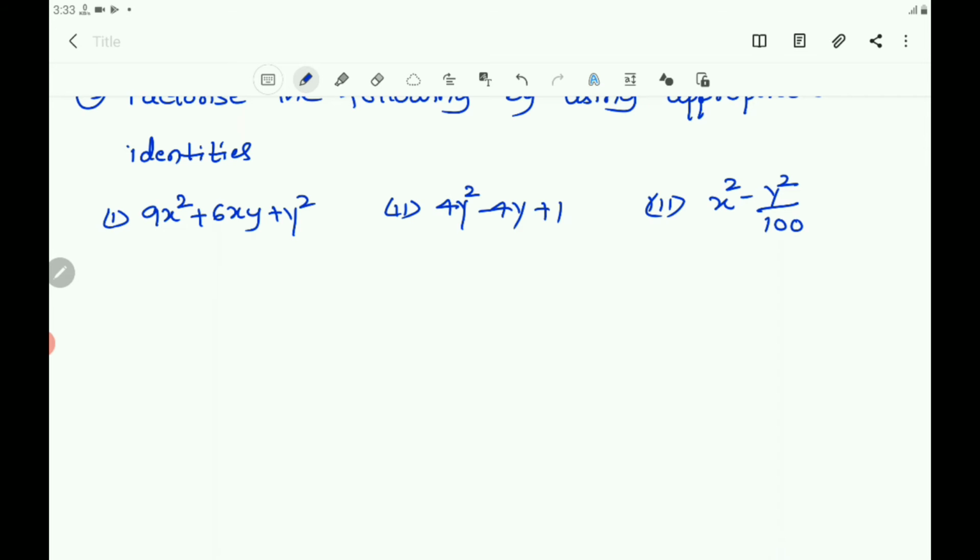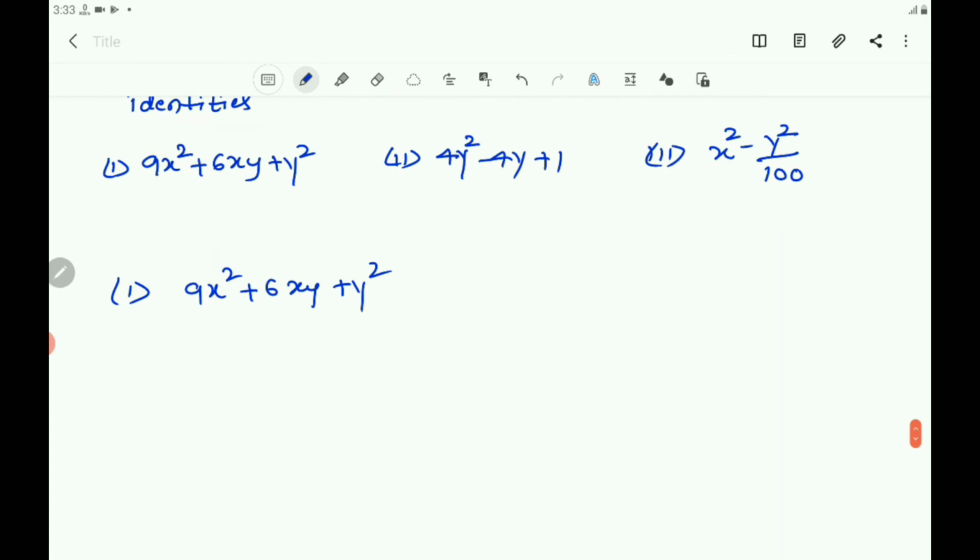First one, 9x square plus 6xy plus y square. Now you write equals, this is (3x) whole square, and this is y square, plus 2 into first term 3x and into y. 2 into 3x into y is 6xy.